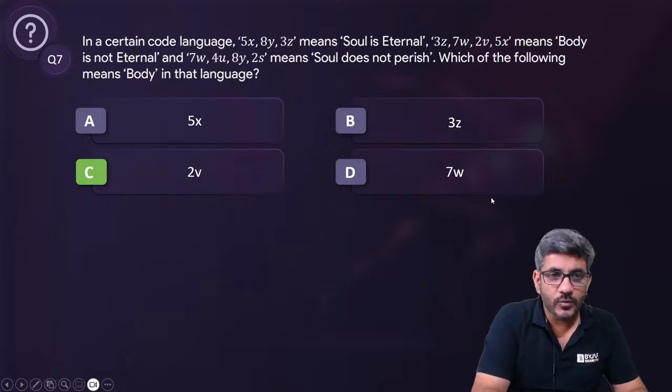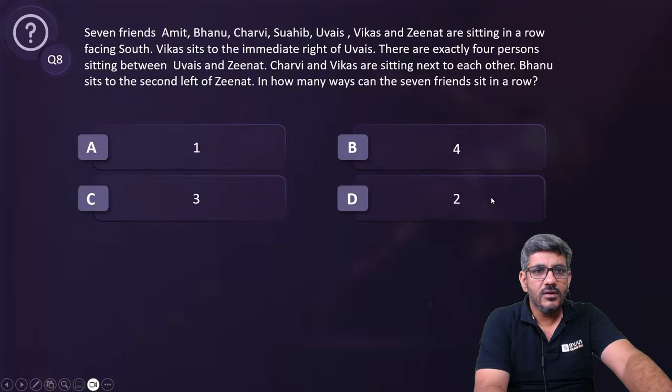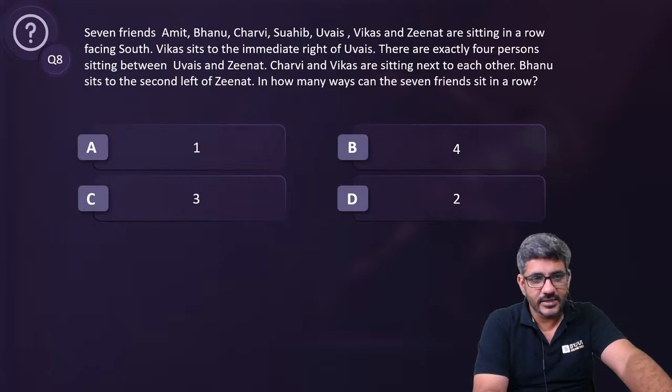I'll move ahead from here to question number 8. Let's see what happens in this question now. How many of you answer this fast enough? चलिए देखते हैं.